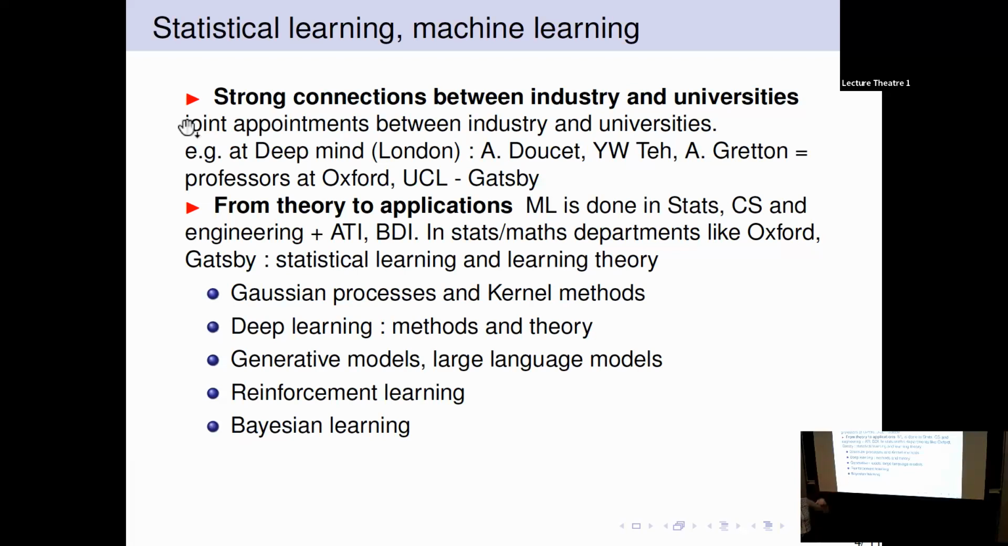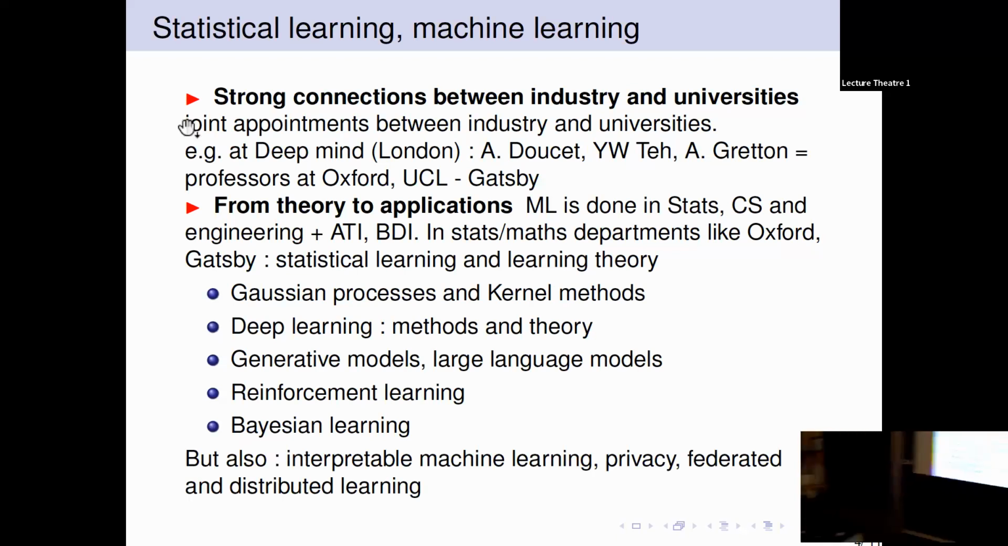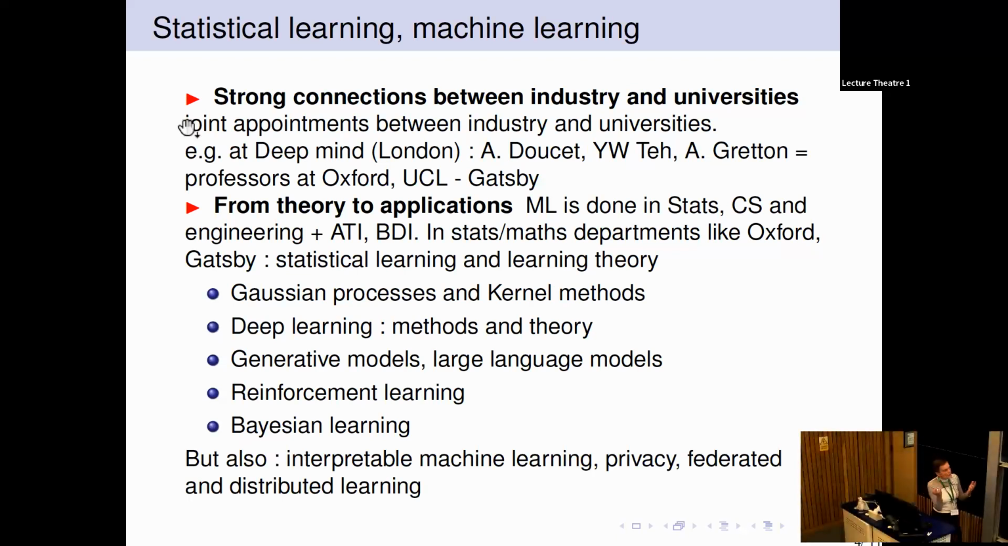And the last one is Bayesian learning. So Bayesian learning is trying to figure out uncertainty quantification using Bayesian tools on these high dimensional or super high dimensional models that are deep learning models, for instance. And that's not to speak about other things.